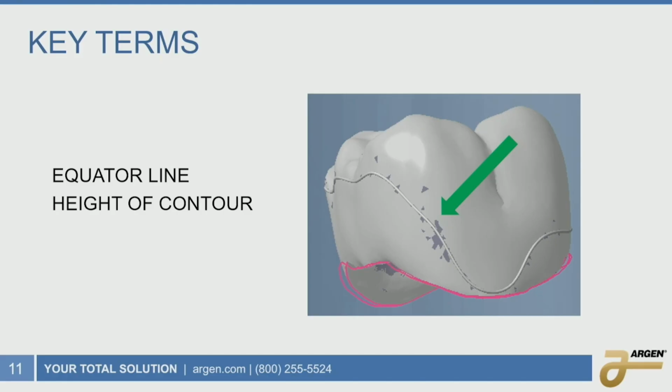Equator line or height of contour. This is not available in some 3D, but in Millbox, you can see that when you start putting your sprues, you get this line here. And this line is not necessarily the height of the contour of the crown. It's the height of the contour of the crown when it's placed in Millbox in the most ideal angle.